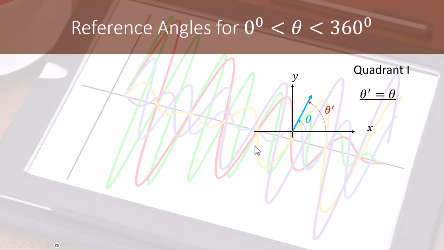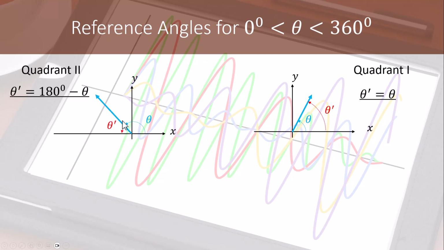First one is quadrant 1, where basically the reference angle is the same thing as the angle itself. In quadrant 2, this is the angle. Okay, this is theta. This right here is the reference angle. And you can find it by computing 180 degrees minus theta, and that will give us your reference angle. Now, I don't want you to memorize this. I want you to understand this picture and be able to deduce what this value might be.